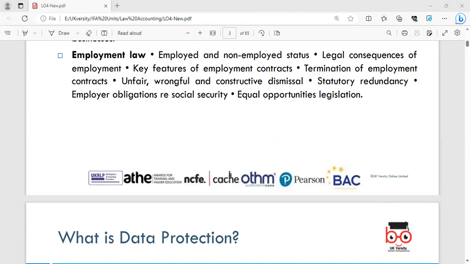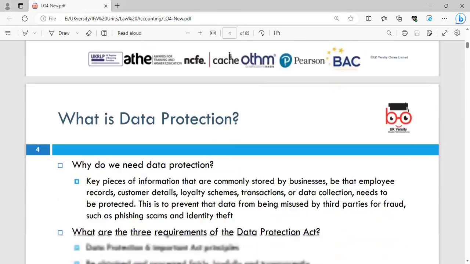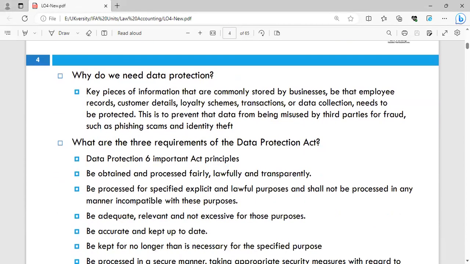So today's lesson key focus is various legislation. Data protection in accounting is very important, and we need to protect the data of the client. Key pieces of information compiled and stored by businesses include employee records, customer details, loyalty schemes, transactions, and data collection. These need to be protected to prevent the data from being misused by a third party.